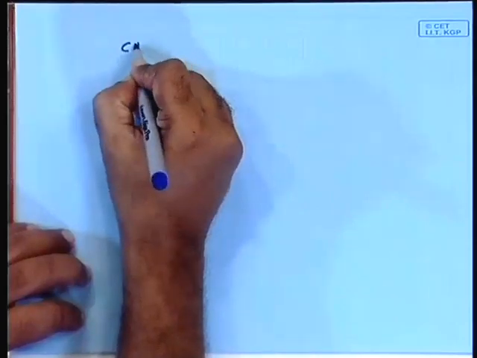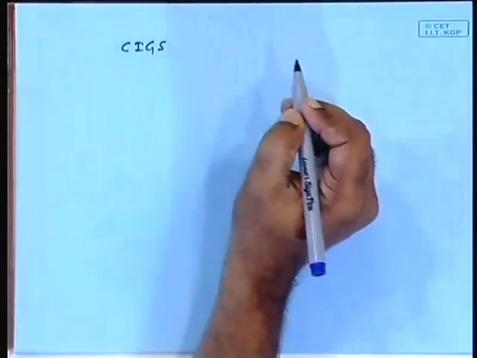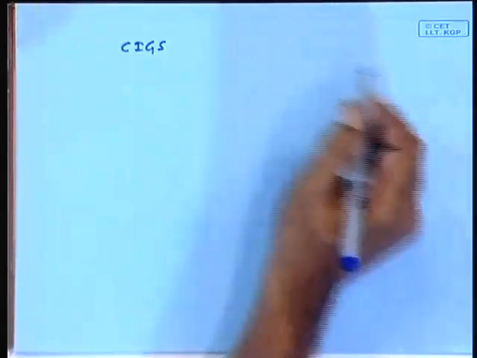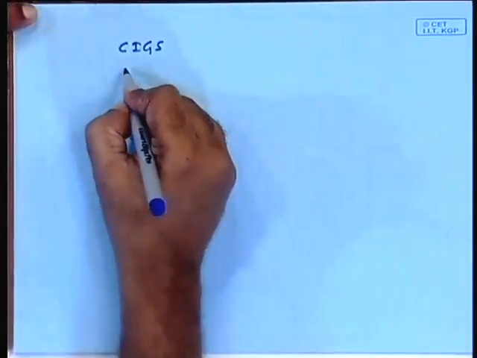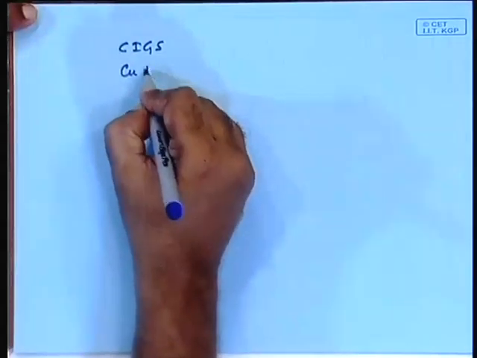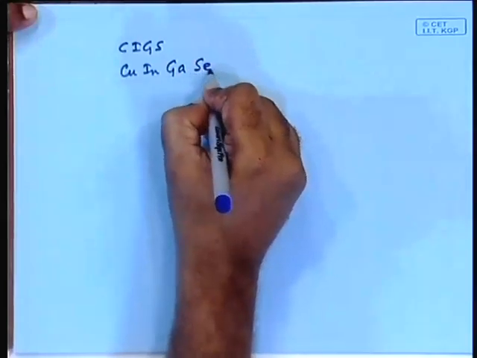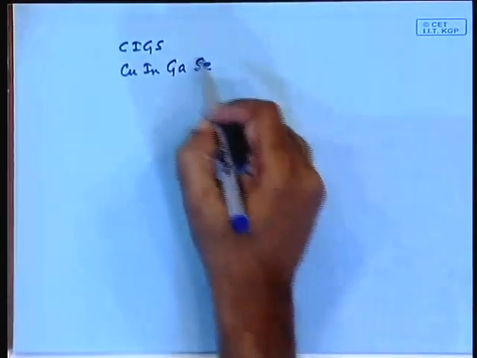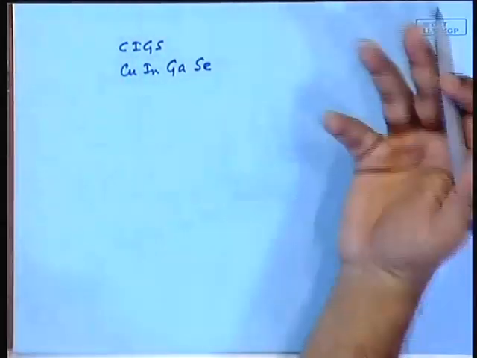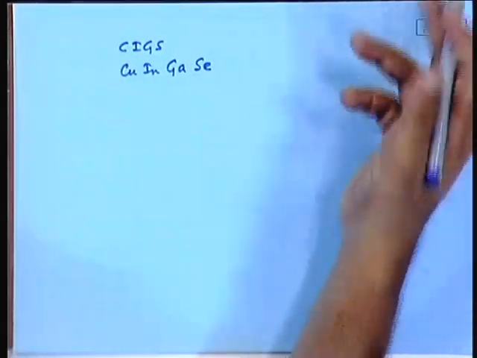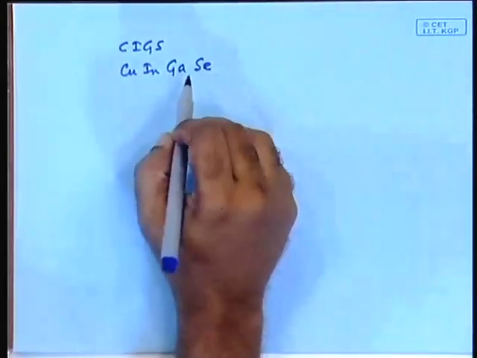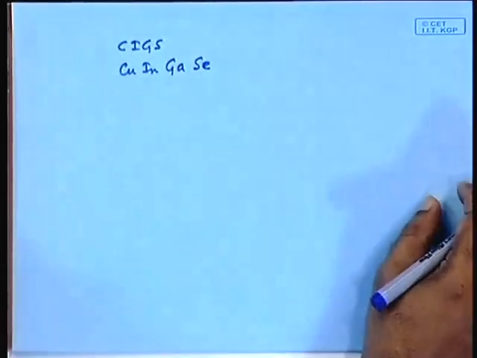Another type of material that is being considered nowadays is called CIGS, where CIGS stands for copper, indium, gallium, selenium. All this put together makes a material that has again a band gap very close to what you want, and that is again a contender for a thin film solar cell nowadays.